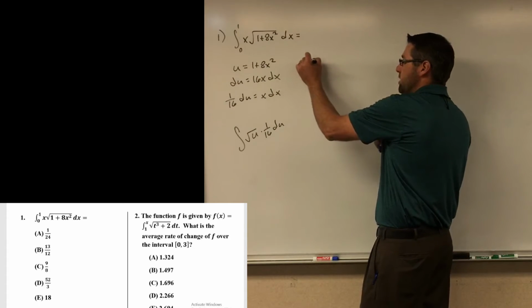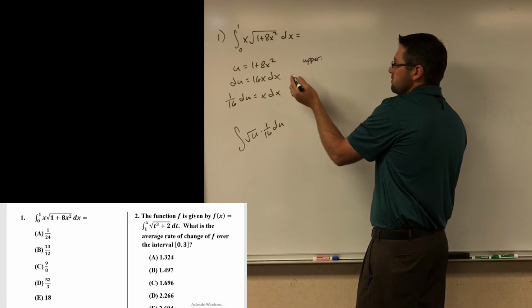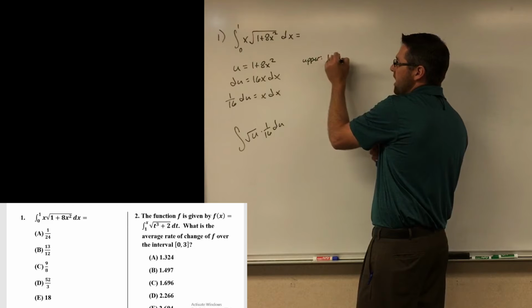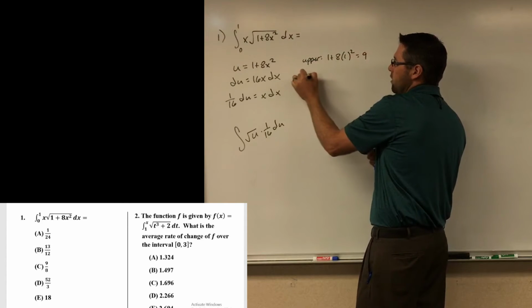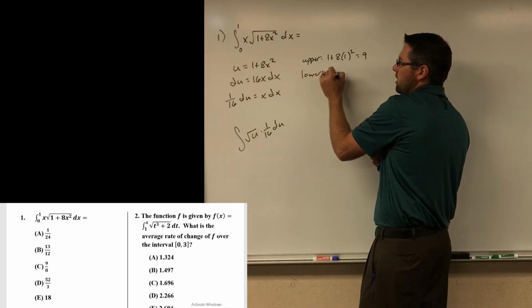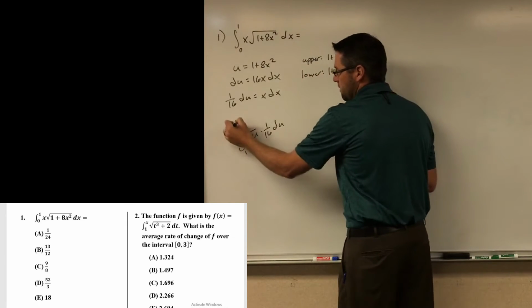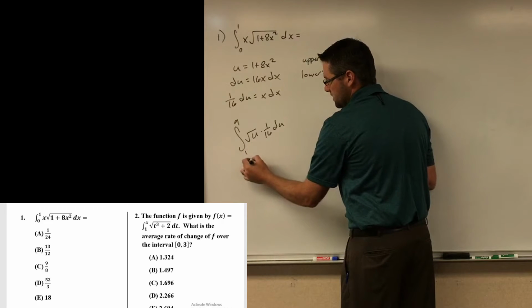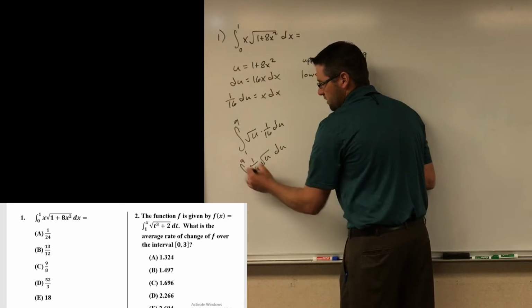So what is my upper limit? It's going to be 1 plus 8 times 1 squared, which is 9. And my lower limit is going to be 1 plus 8 times 0 squared, which is 1. So from 1 to 9 now. And then, yeah, we could take out the 1/16. I'm not going to, I'll just move it in the front. But if you need to, that's fine.